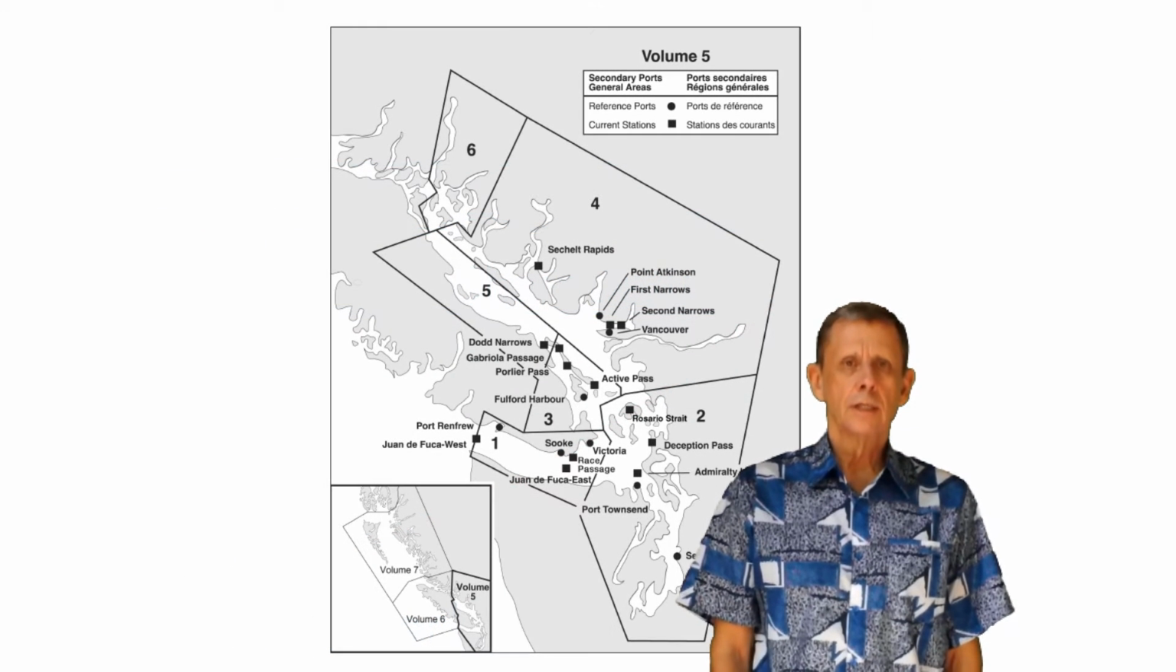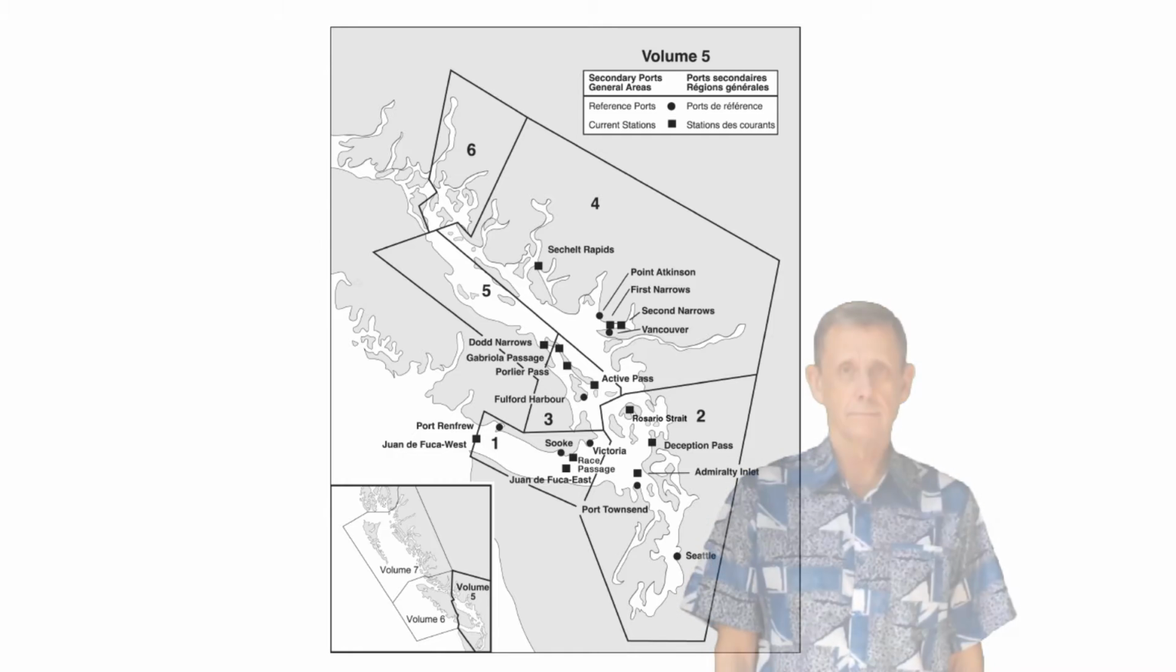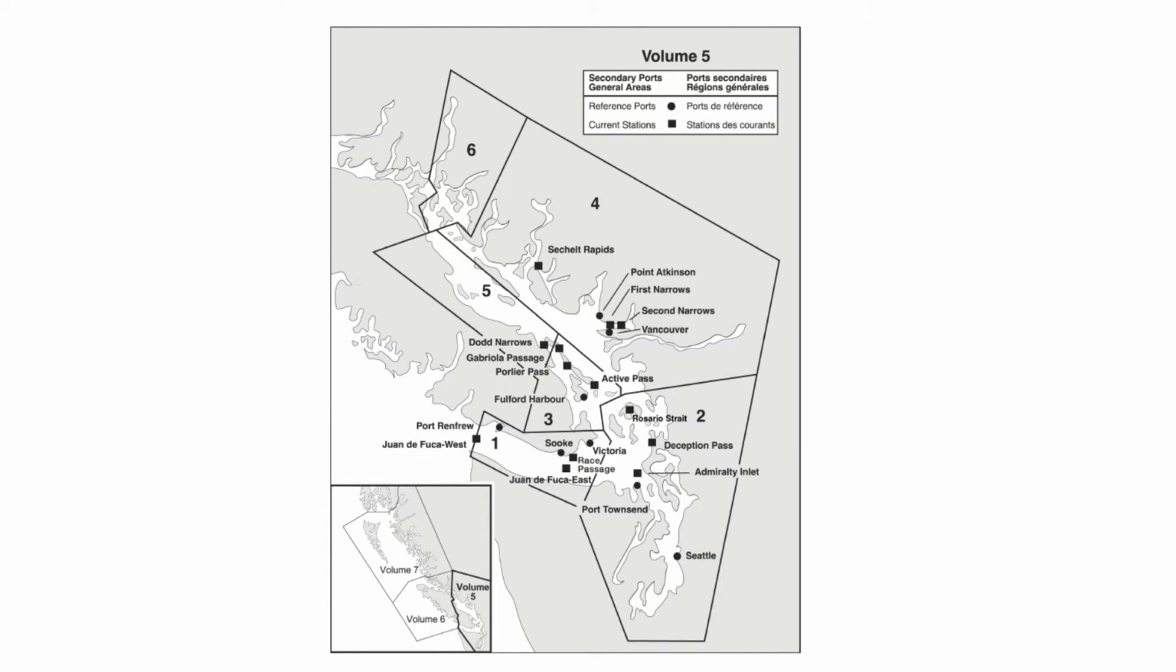Okay, first, let's look at the table of contents for the tides and currents tables. First, you can see the different regions covered in this volume, which is Volume 5. Volume 5 covers Georgia Strait. This map shows the locations of the primary reference stations for tide heights, shown as small black dots. The currents reference stations, or passes, are shown as small black squares.